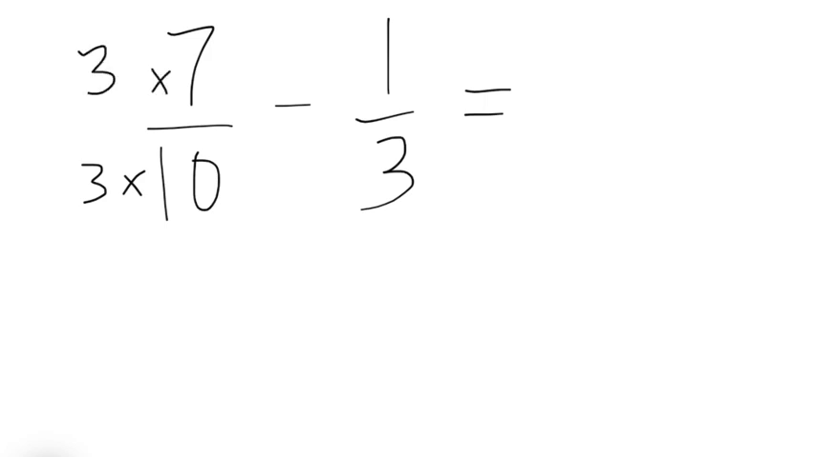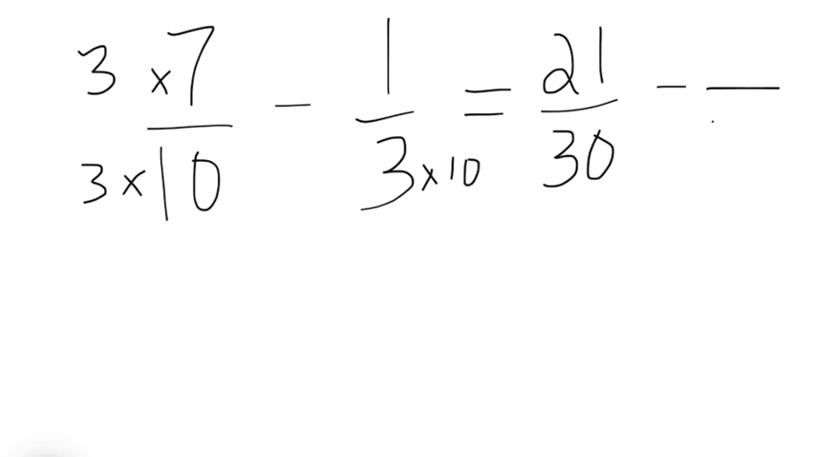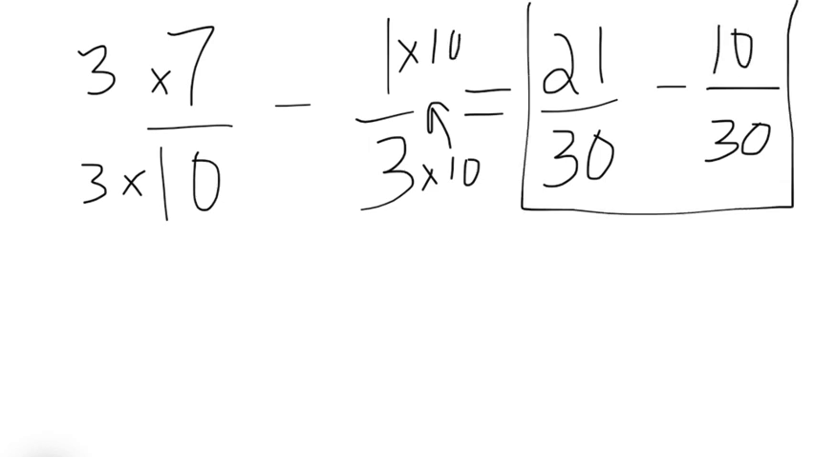So if I rewrite my problem, I'm going to get 21 over 30 minus, so now 3 times 10 is going to give me my other 30. And whatever I do to the bottom, I do to the top. 1 times 10 is 10. And now I'm set up with a problem that, yes, now I can solve.